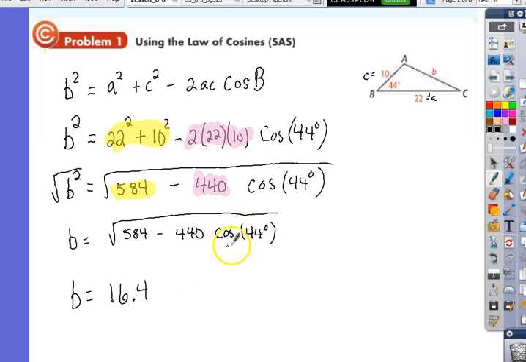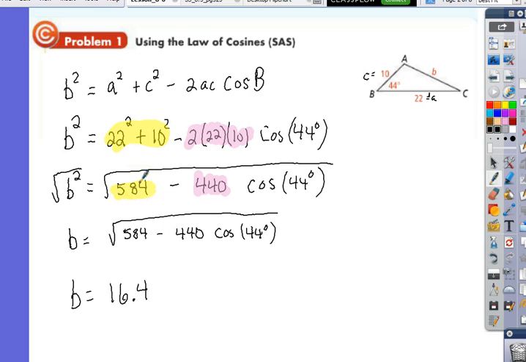Right, you're supposed to do multiplication before you do the subtraction. So you absolutely have to multiply this stuff before you start subtracting anything. So you're not subtracting 440 from 584. You're subtracting the product of 440 and cosine 44 from 584. Right. So see, it messes up your whole answer. If you don't follow order of operations, it messes up your whole answer. Just like if I had 5 minus 2 times 10, it's not 30. It's some negative number, negative 15. It's a huge difference.